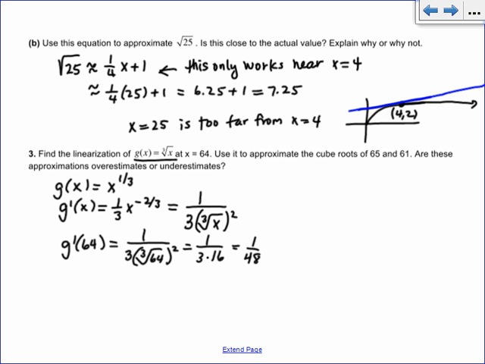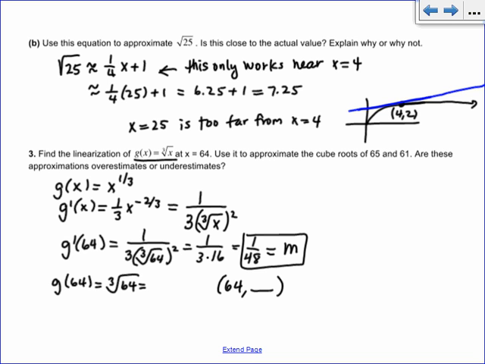But we don't know our point. We know this is the slope, but we don't know our point. So we have 64 comma something. So I need to find it. I go back to my original, and g of 64 is going to be the cube root of 64, which is 4. So that's my point. So I'm going to have y minus y1 equals m times x minus x1. So I'm going to have y minus 4 equals 1 over 48 times x minus 64.